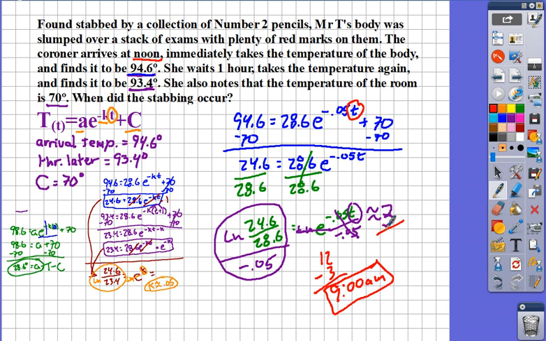So in this case, 9 a.m. was the scary time for Mr. T. That sounds like that would have been like second period.